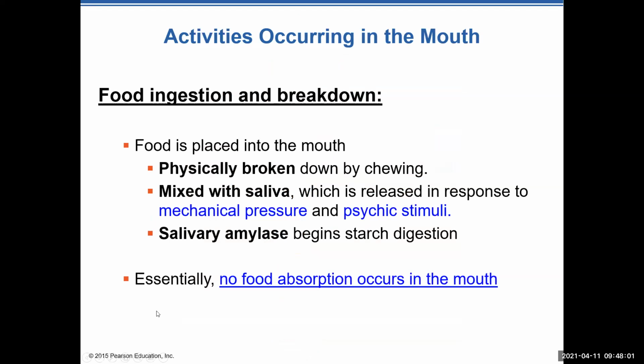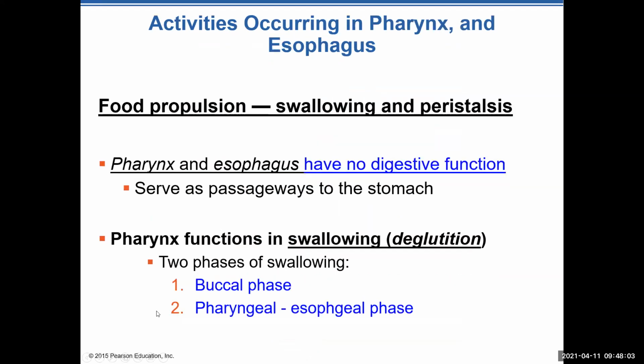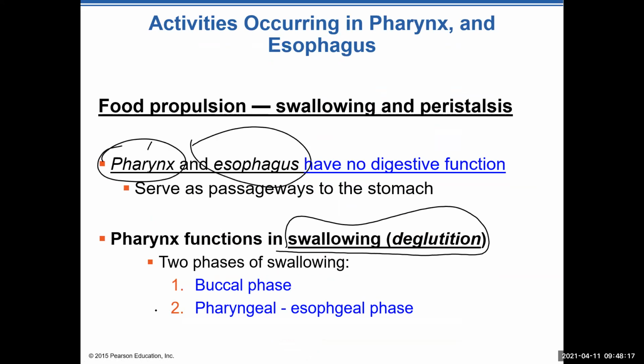Now, what are the various activities which take place in our mouth? Swallowing is called deglutition. I already told you, there is no digestive function in the pharynx and esophagus, so remember this. In the mouth, yes, carbohydrates are digested. The esophagus and pharynx don't have any digestive enzyme. Saliva is only in the mouth. So what is the function of the esophagus or the pharynx? Simply passageways to send food to the stomach.